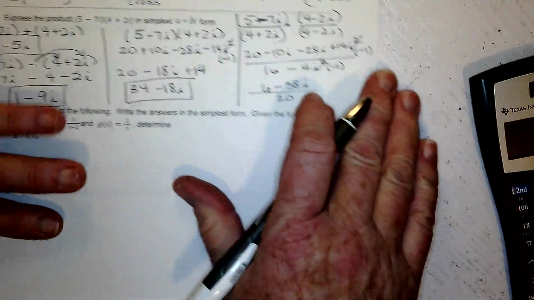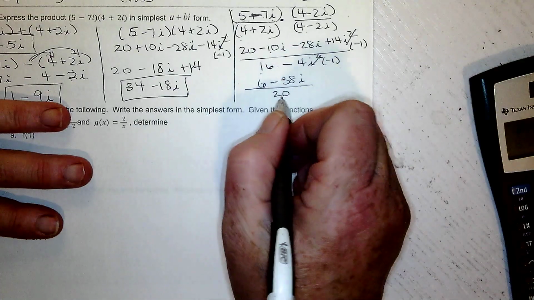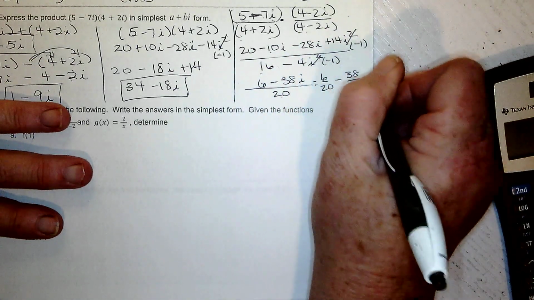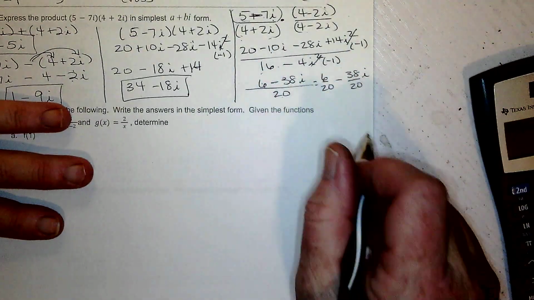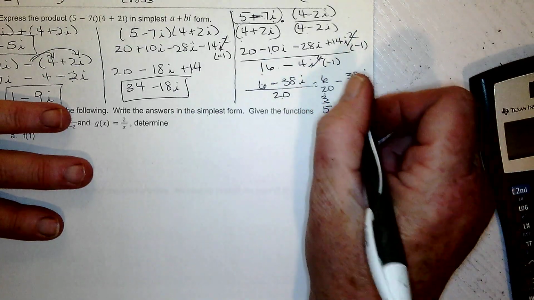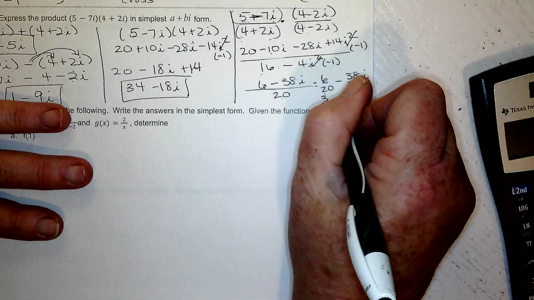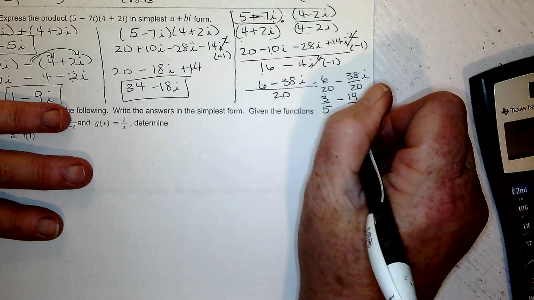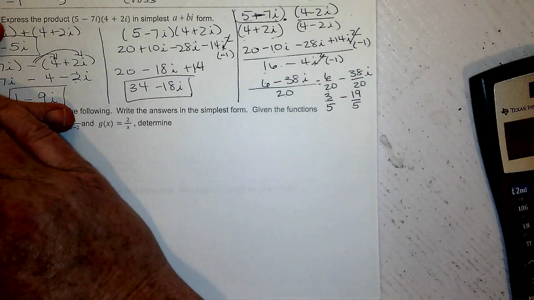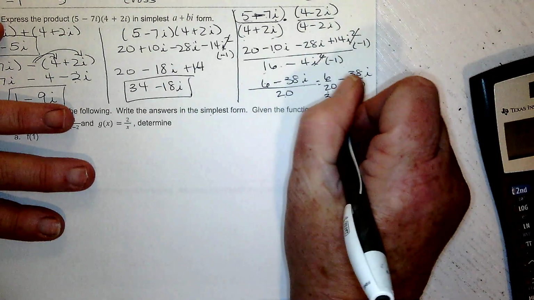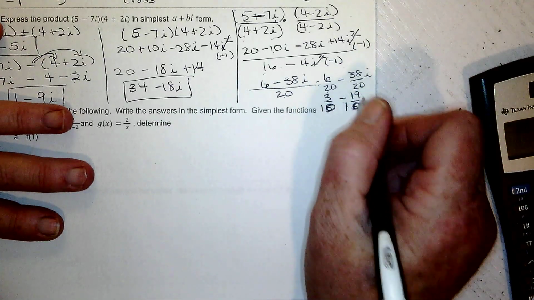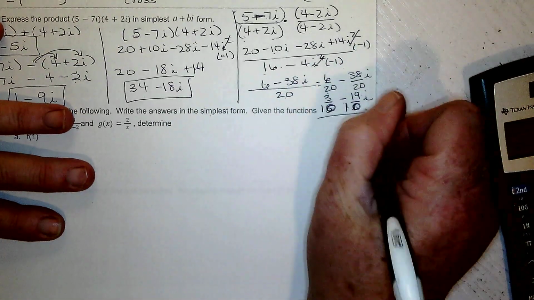This is not the way to write it though. In a plus bi format, it's going to be 6 over 20 minus 38 over 20 i. You need to reduce though. 2 goes into both of these, so 3/10. And 2 goes into both of these, so that's going to be minus 19 over 10. 2 into 20 is 10. So negative 19 over 10 i. That is the actual answer.